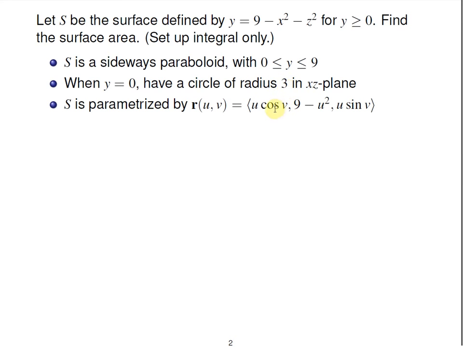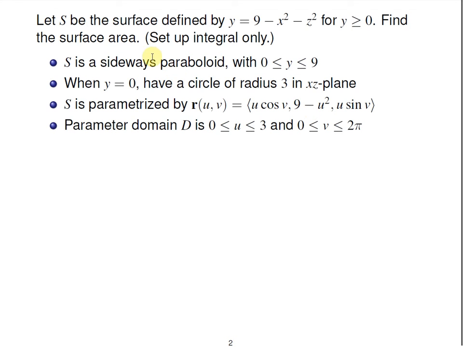Realizing that you have circles in the xz plane, I thought about polar coordinates in the xz direction, so to speak. That's why I have u cosine v and u sine v. That's a nice parameterization for a circle of varying radius u, and v will represent theta in the xz plane. Then you can see that y is completely determined. All you have to do is plug in 9 minus (u cosine v) squared minus (u sine v) squared, and you'll just get 9 minus u squared.